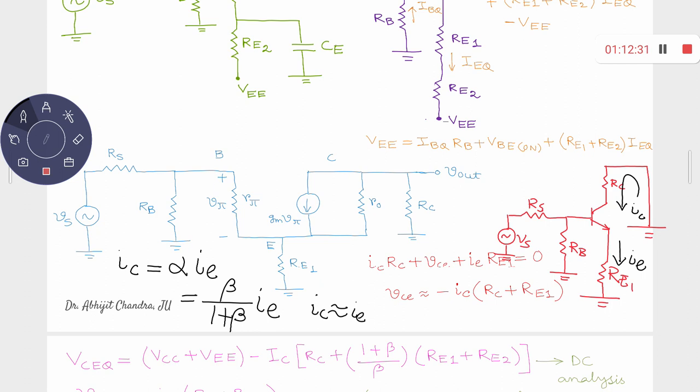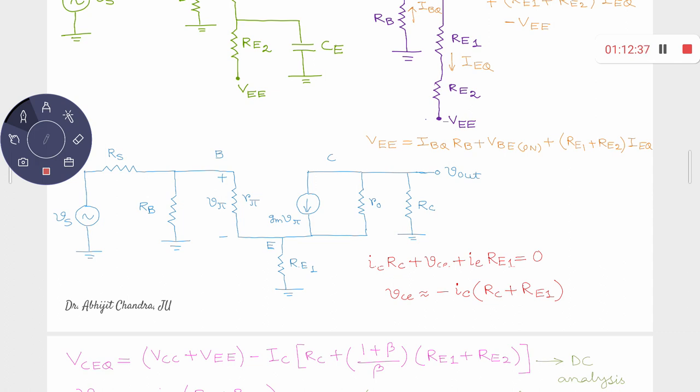Now, once we get this expression, VCE is equal to minus IC times RC plus RE1, this is another current-voltage expression, which relates the output current to the output voltage. What is the output current? That is the collector current. What is the output voltage? That is the collector-emitter voltage. So this relates the output voltage to the output current: VCE is equal to minus IC times RC plus RE1.